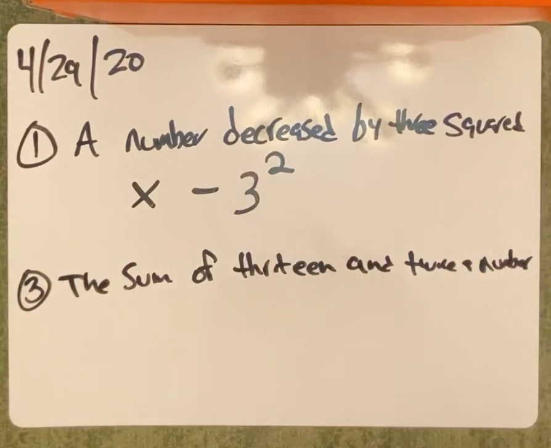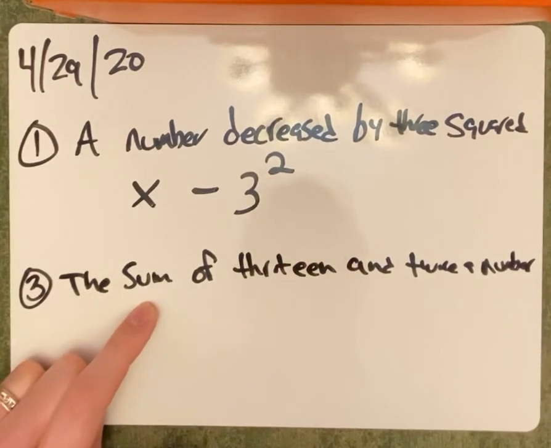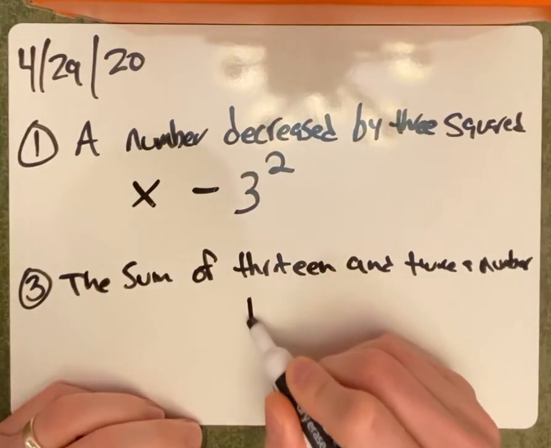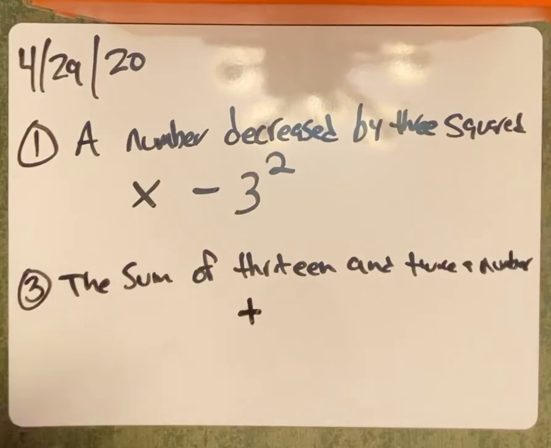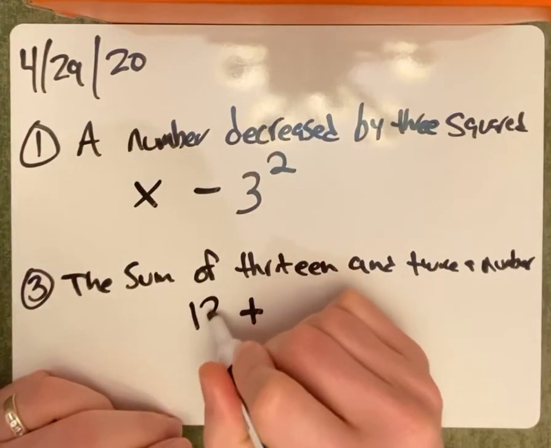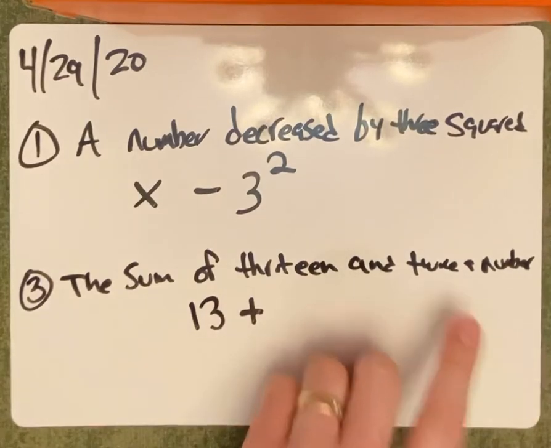Now I'm doing number 3. Number 3 says the sum of 13 and twice a number. Right off the bat, sum. What is sum? It's one of our favorite operations: addition. The sum of 13 and twice a number. All you're doing now is filling in. 13 plus twice a number.